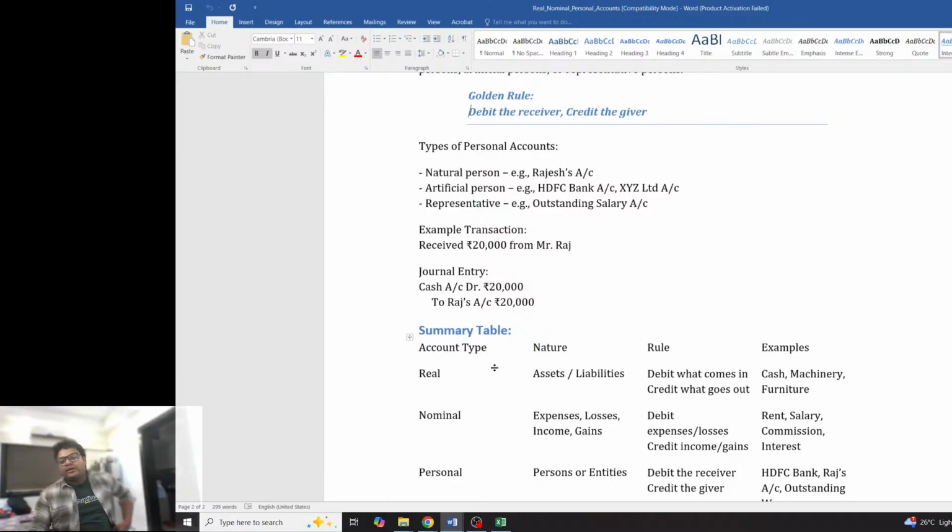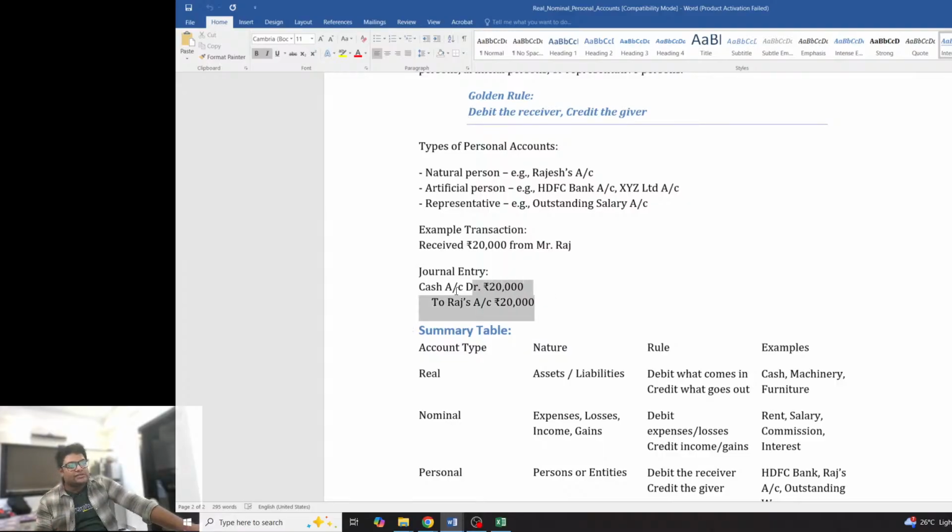So now, if we are paying cash, what's going to happen? We are going to do Rajesh account debit to cash. Why? Because cash is a debit account, but we are paying it. So debit what comes in, credit what goes out, right? What's going out? Cash is going out, so we're going to credit that, and debit the receiver. So who are we paying it to? We are paying it to Rajesh.